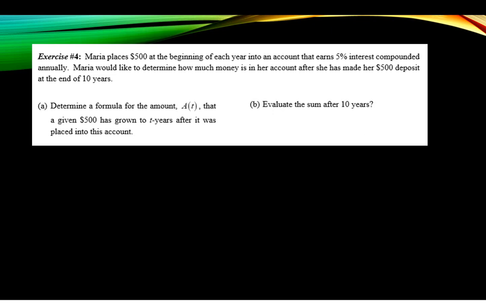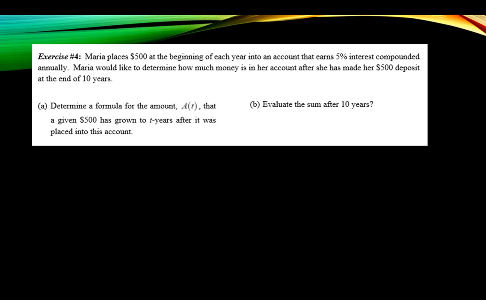Sweet. Okay. Maria places $500 at the beginning of each year into an account that earns 5% interest compounded annually. Maria would like to determine how much money is in her account after she made her $500 deposit at the end of 10 years. Now, ladies and gentlemen, we are going to talk about something we've already talked about.